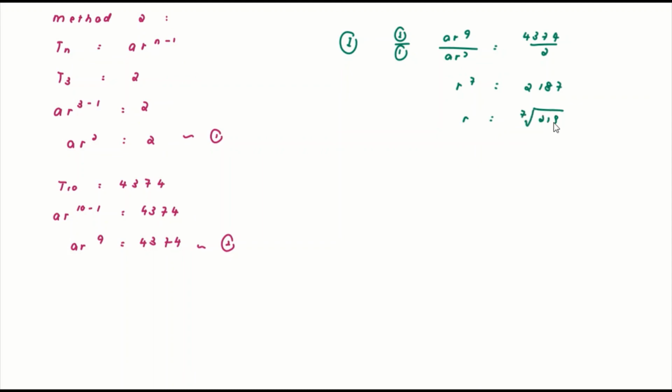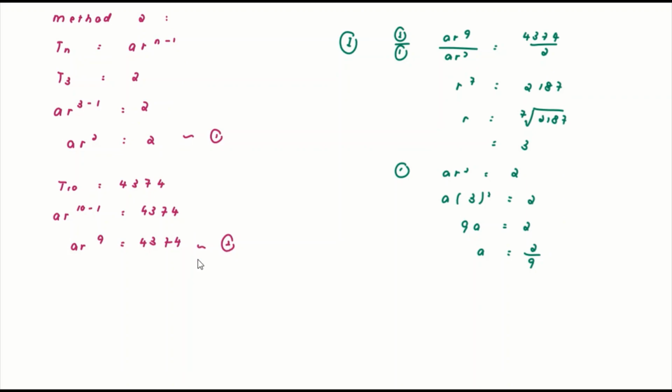And you will get your R equals to 3. Then after that, you substitute back into 1, right? So AR squared equals to 2. So now you already know that your R is 3. So A times 3 squared equals to 2, and 9A equals to 2. So that's why you can get A equals to 2 over 9. It's the same answer as your method 1 just now.